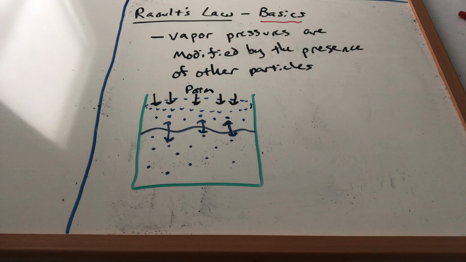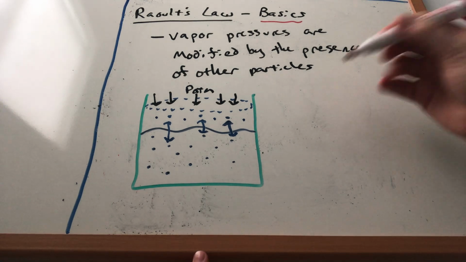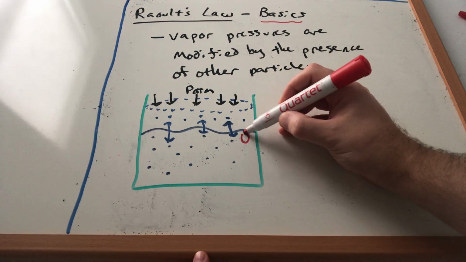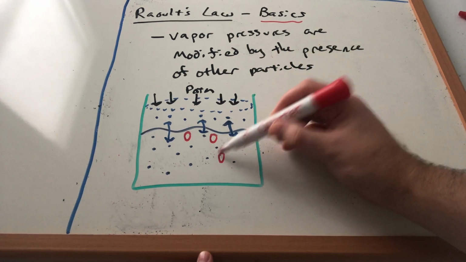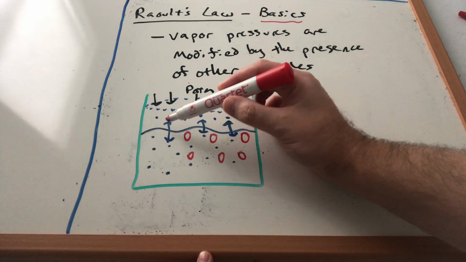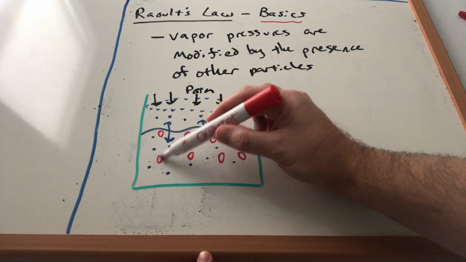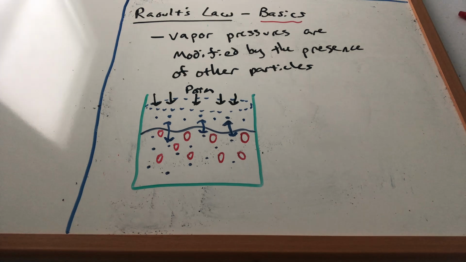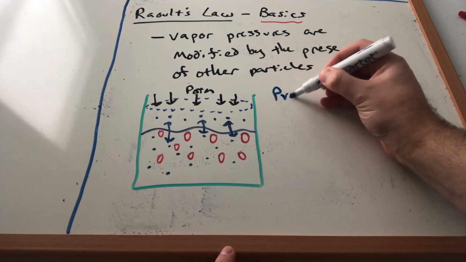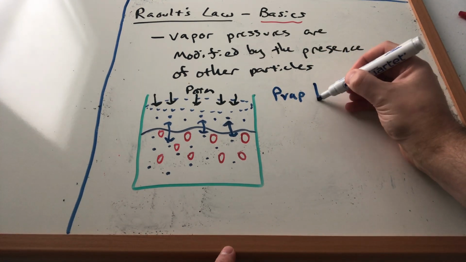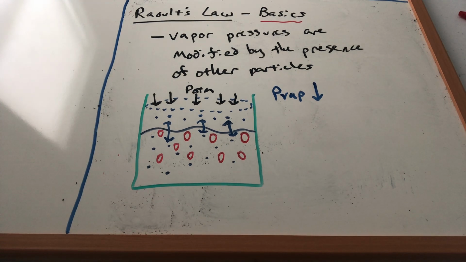So let's talk about just putting anything in there. Let's start with something that's not going to itself evaporate, like say an ionic solid that dissociates into ions. It itself is not volatile, but it's going to be distributed throughout the mixture. So now, what ends up happening, and we'll talk about why in a second, as you put other particles in there, P-vap goes down. So you had a pure vapor pressure, you throw other particles in there, and the vapor pressure goes down.